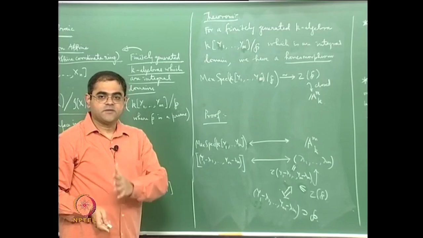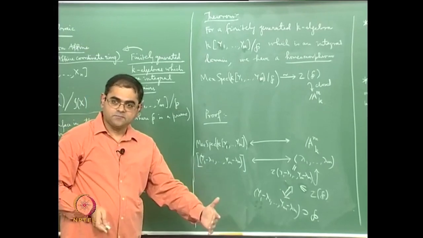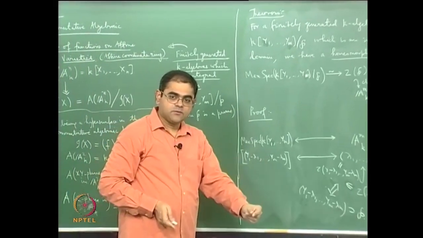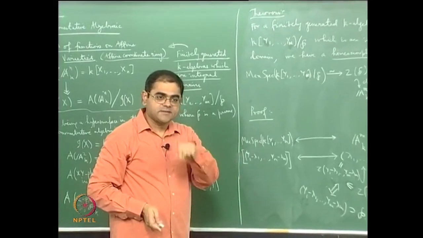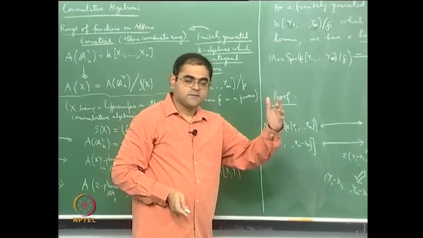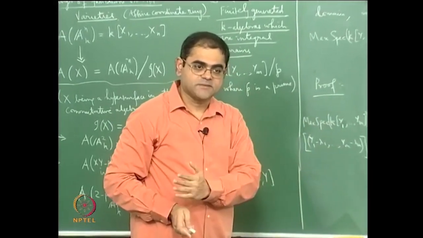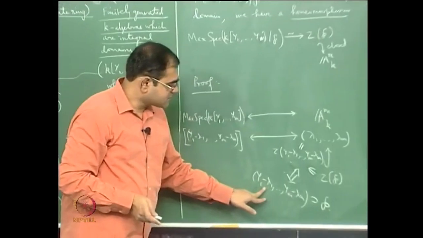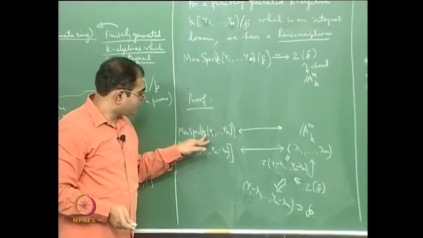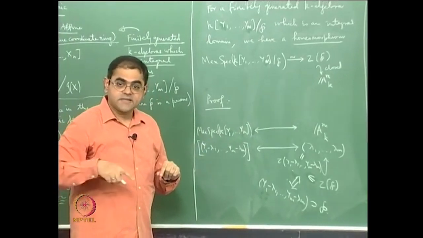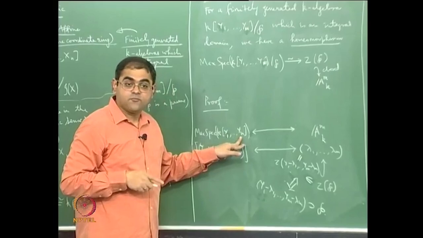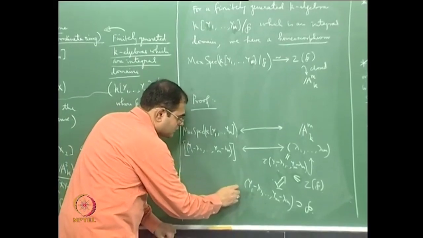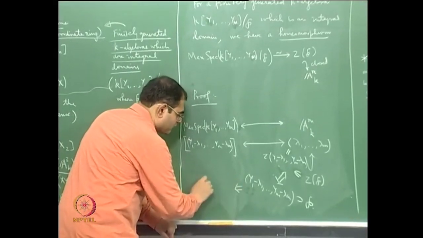There is a correspondence between the ideals in the quotient of a ring by an ideal and the original ring. What is the correspondence? An ideal in the quotient corresponds to an ideal which contains the kernel, and under this correspondence prime ideals go to prime ideals, maximal ideals go to maximal ideals. It is an inclusion preserving correspondence. So the maximal ideals in k[y1, ..., ym] mod p are precisely the maximal ideals in k[y1, ..., ym] which contain p. So this will imply the proof.